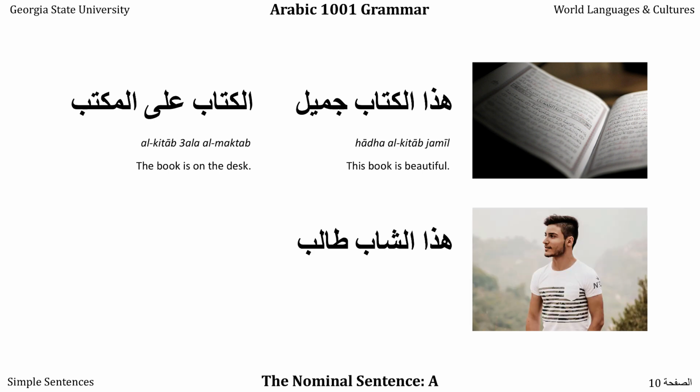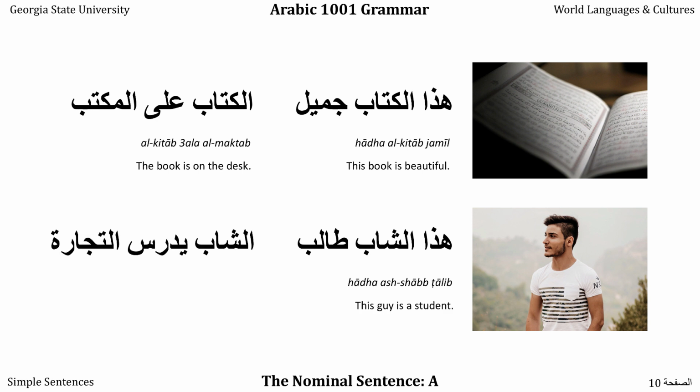We can look at this fellow again, and we can say, Hada ashab talib. Is this a sentence? Can you tell? And the answer is yes, it is, because hada is definite, ashab is definite, but talib is indefinite. So we're going to break the sentence into two halves between ashab and talib, and we're going to say, this guy is a student. Another common way of beginning the second half of the sentence is to use a verb.